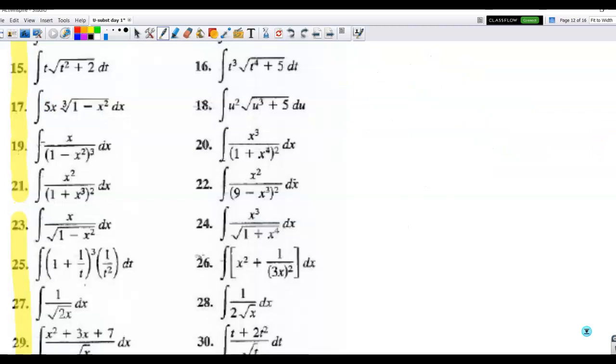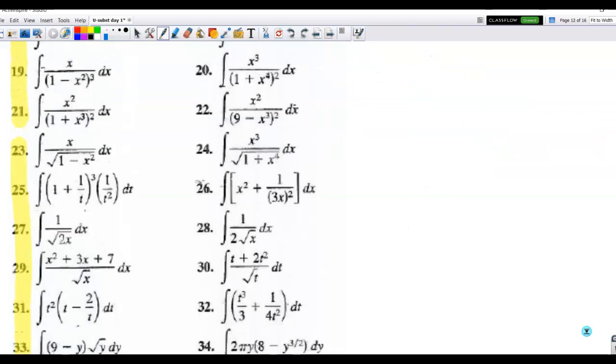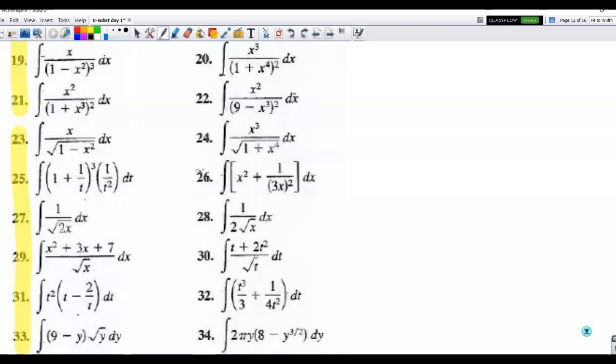Moving on to number 19. So I have an inside function of 1 minus x squared, and so I'm going to let u equal 1 minus x squared. Derivative, mathize. I see an x and I see a dx. That's a good thing because there's an x dx. I don't need the negative 2, so I'm going to divide it over to the other side. Now I'm happy.